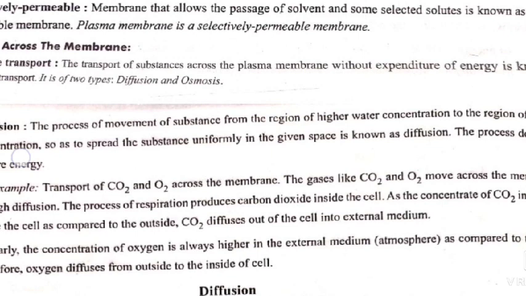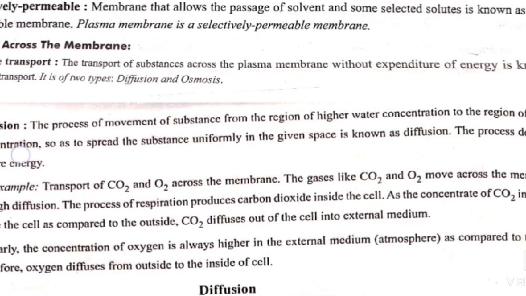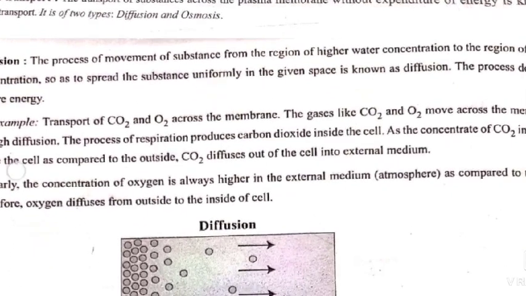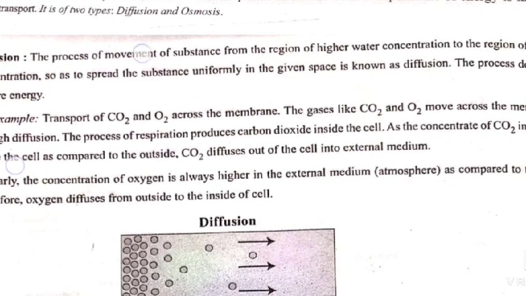The transport of substances across the plasma membrane without expenditure of energy is known as passive transport. It is of two types: diffusion and osmosis. Diffusion is the process of movement of substances from the region of higher concentration to the region of lower concentration, so as to spread the substance uniformly in the given space. This process does not require energy.